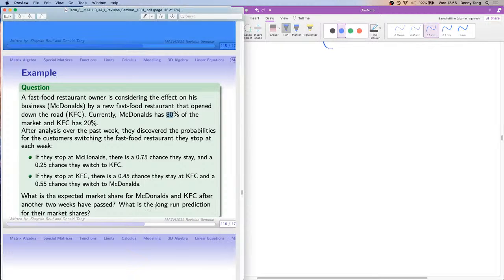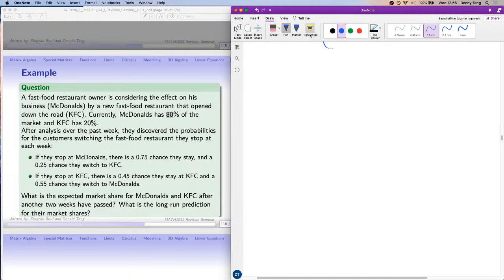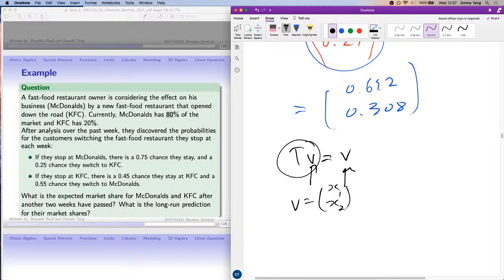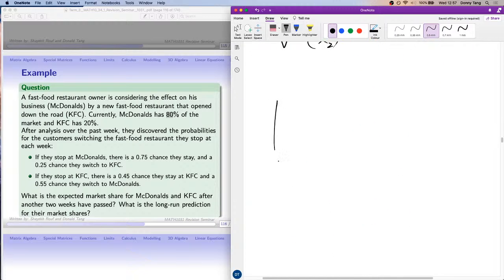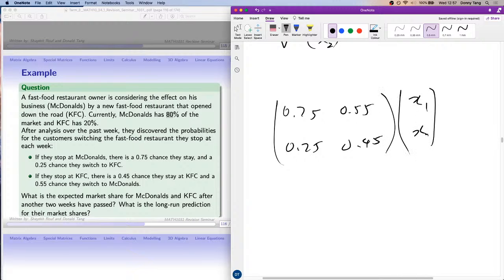So what is the long run prediction for their market shares? Basically, long run means TV equals V. When you apply the transition matrix onto the vector, it stays the same. All right, that's all it means. Nothing changes. So how do we do this? We let V equal x1, x2, and we solve for x1, x2. So the transition matrix is going to be 0.75, 0.55, 0.25, 0.45, like so. And we're going to have x1 and x2 here.